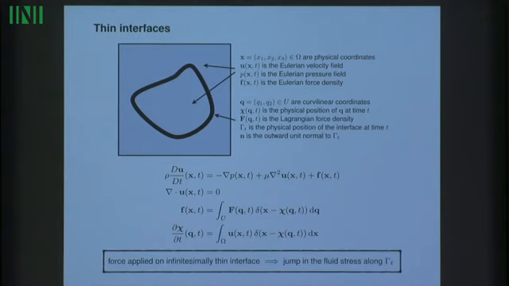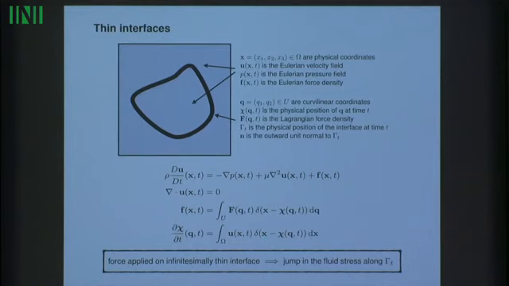We have a Lagrangian force. This is a force density along the interface. This is a force per unit area along the interface. And we're going to convert this Lagrangian force density into an Eulerian force density by integrating it against a delta function. So that's going to give us a singular force that's being applied along this immersed interface. And then the immersed interface is going to move according to the local fluid velocity.